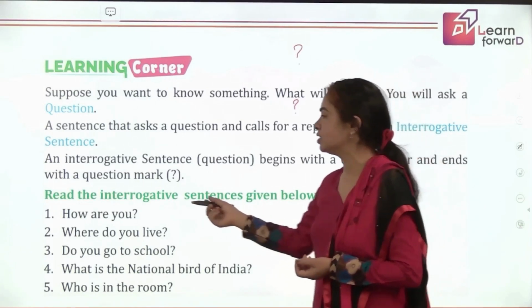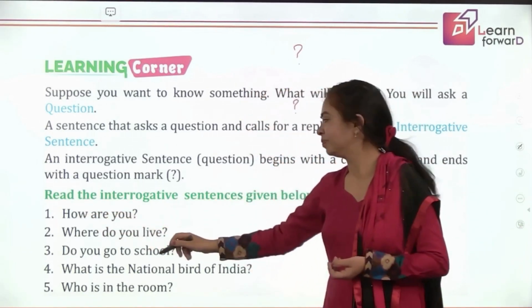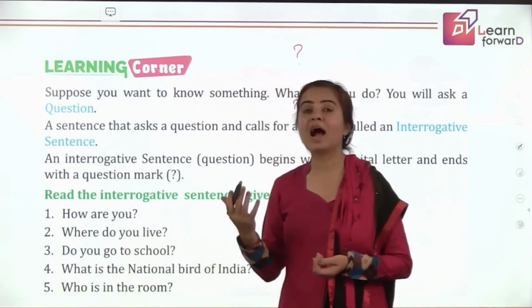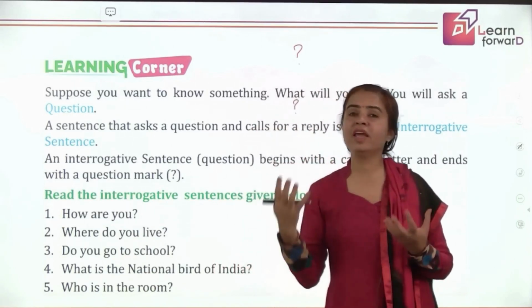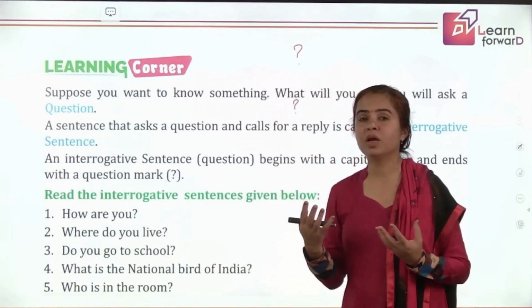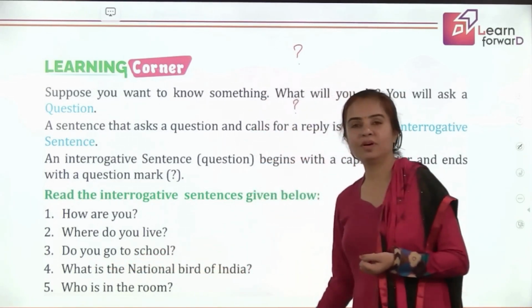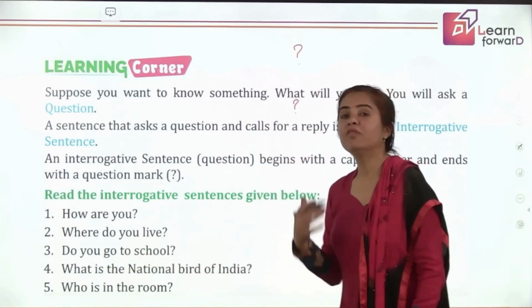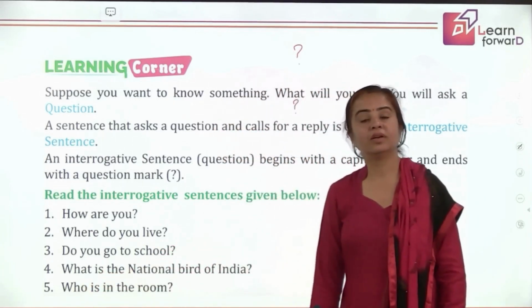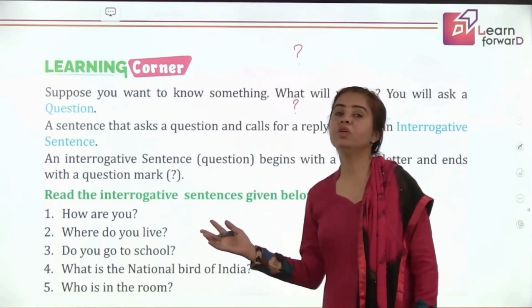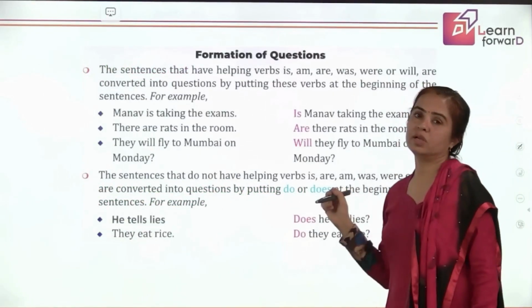And how do we frame interrogative sentences? Let's see some question sentences here. How are you? Where do you live? So we are asking something. Do you go to school? So the way I am speaking, you can just make out, oh, the teacher is putting some question, isn't it? What's the national bird of India? So the way we ask questions is different. Who is in the room? Right? So this is how we write the questions. These are all interrogative sentences.